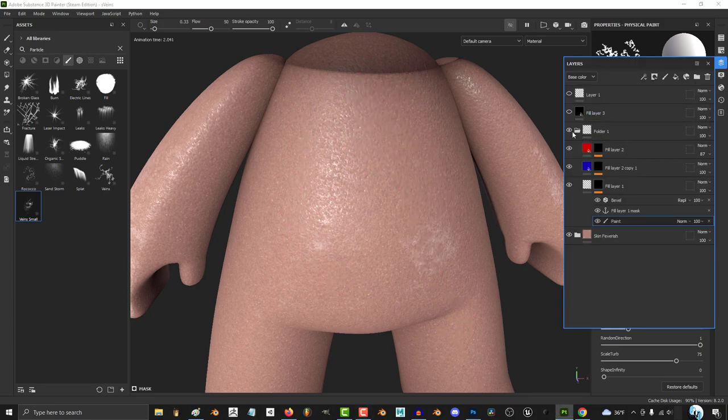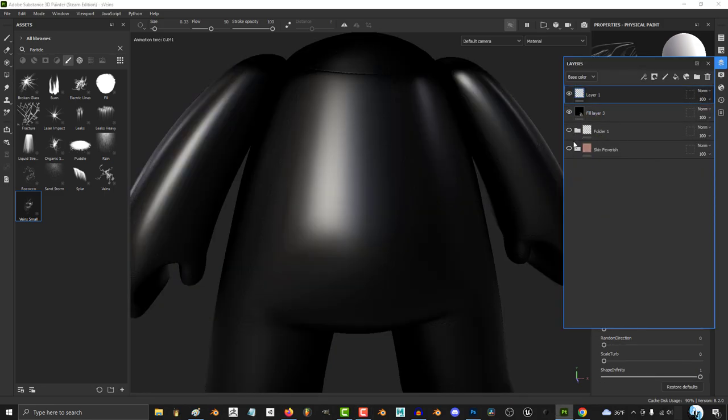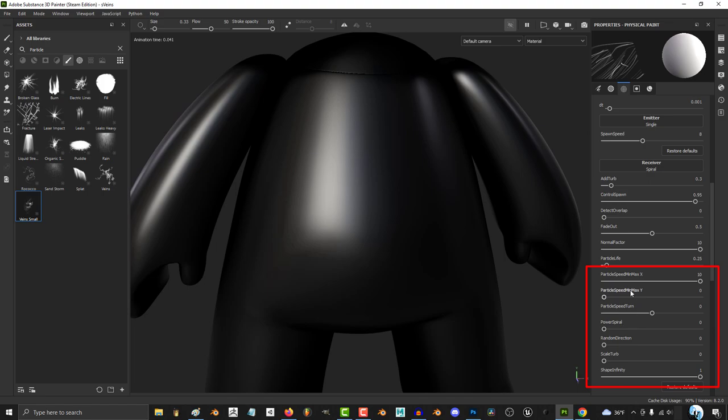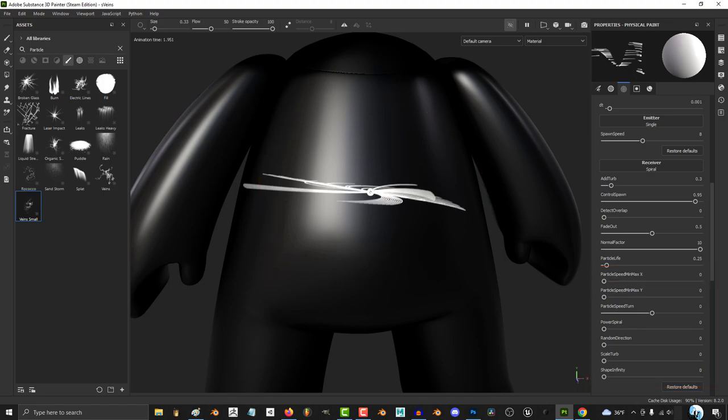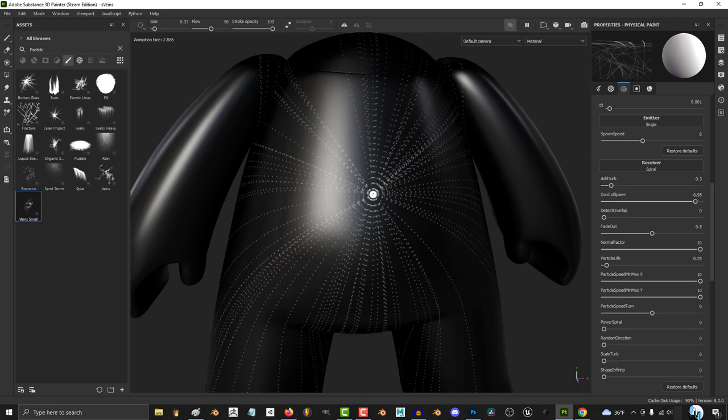Now these next values are easier to see when we change the material to something simple like black and white. And just to help you understand, we're gonna bring all these values to zero. So this is what the brush is really doing behind the scenes. It's made up of X and Y particles. Speed min-max just controls how fast those two particles move across the surface. The higher the value, the longer the designs get.